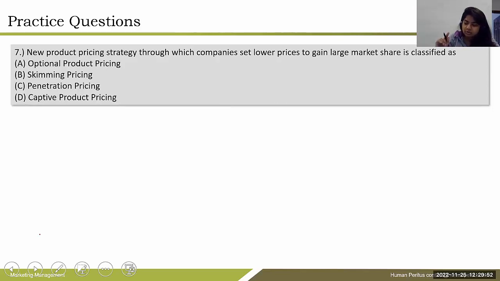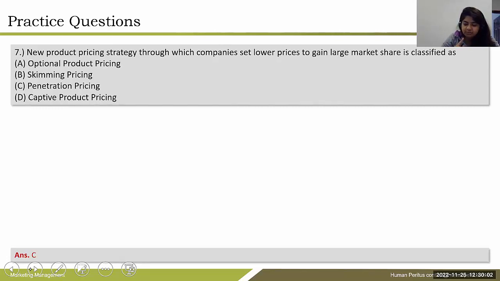Richa, no. It's not skimming. Skimming is removing the top layer, charging maximum, higher prices. Penetration is lower prices. Clear, Richa? Why it's not skimming? Why it's penetration? Perfect.